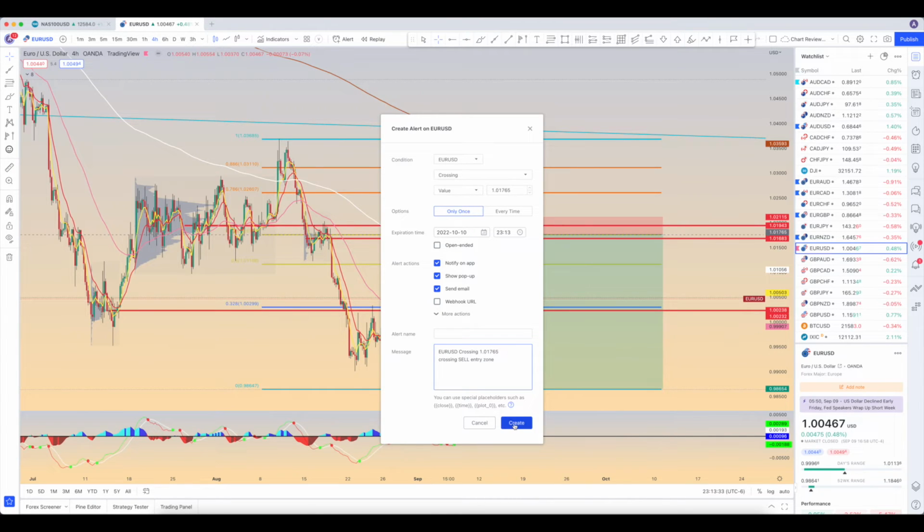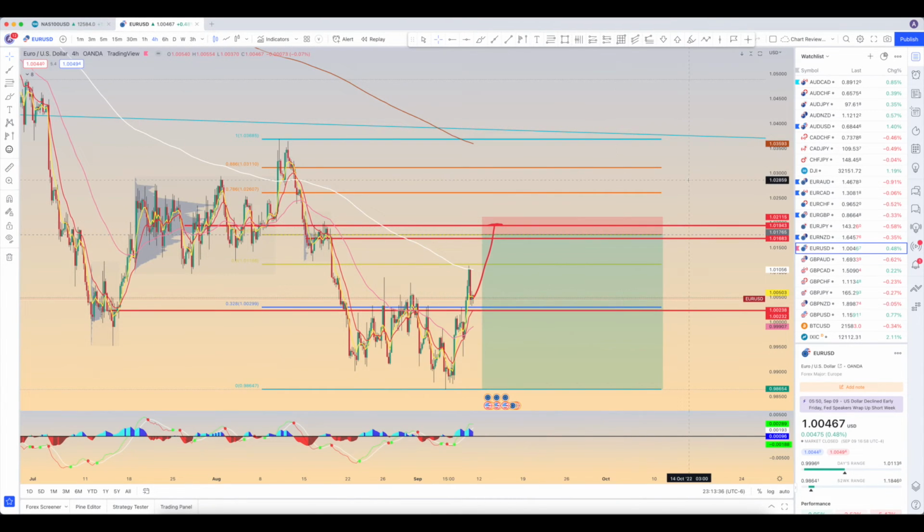Crossing sell entry zone. Okay. So alert is set, so once it crosses through that, I'll be made aware of this Forex pair, and very likely I'll be taking a sell stop. So I'll wait for the candles to kind of drop and enter me in rather than pop up and catch the falling knife, so to speak.